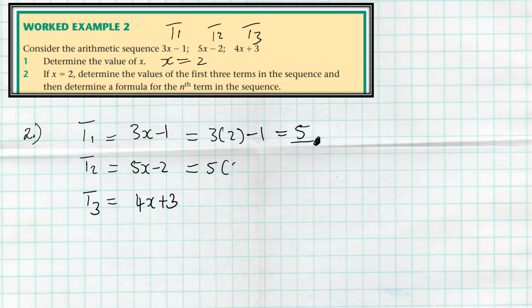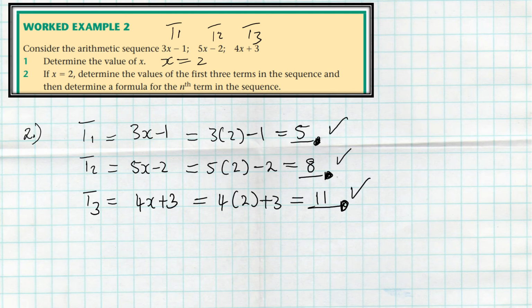So where there is x, we're going to replace by 2 and see how it goes. 5 times 2 is 10. 10 minus 2 is 8. So that's our second term. Then 4 times 2, 8, plus 3 is 11, right? So these are our first 3 terms: 5, 8, and 11.